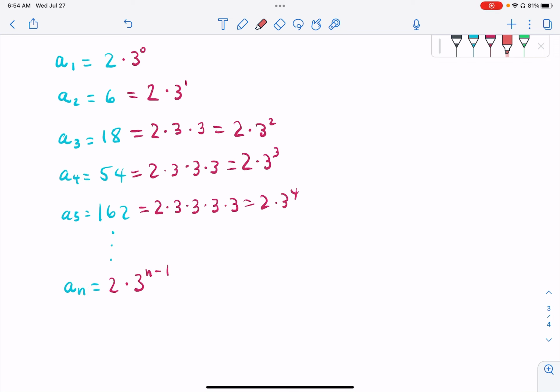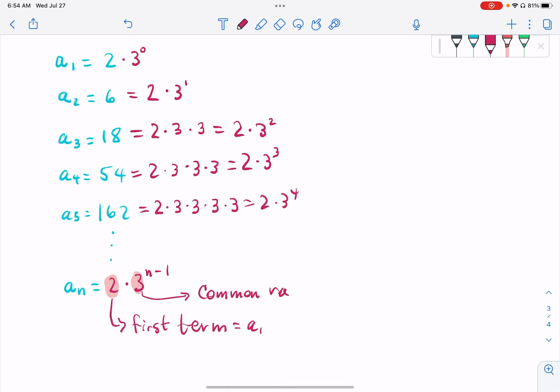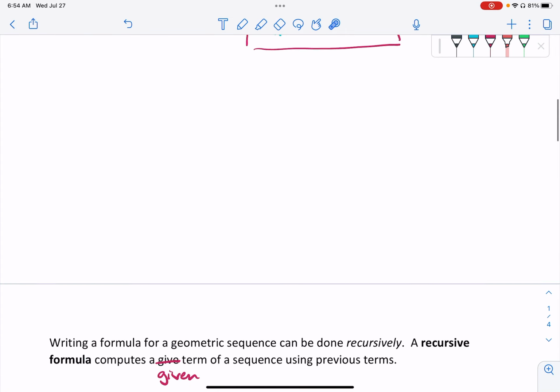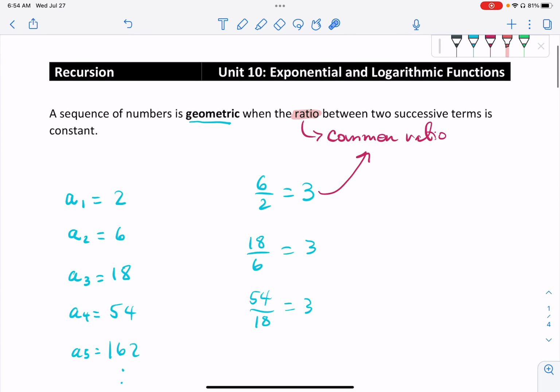And let me just highlight a couple of things about this. This 2 that's right there, that is the first term, and that first term, we called it a sub 1. And then we also have this 3, and that 3 there is the common ratio. So there you have it. We have a geometric sequence being that kind where the ratio between successive terms is exactly the same.